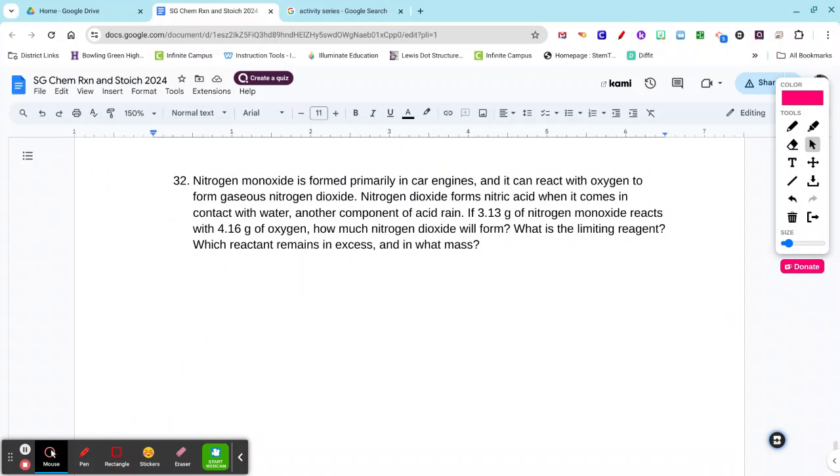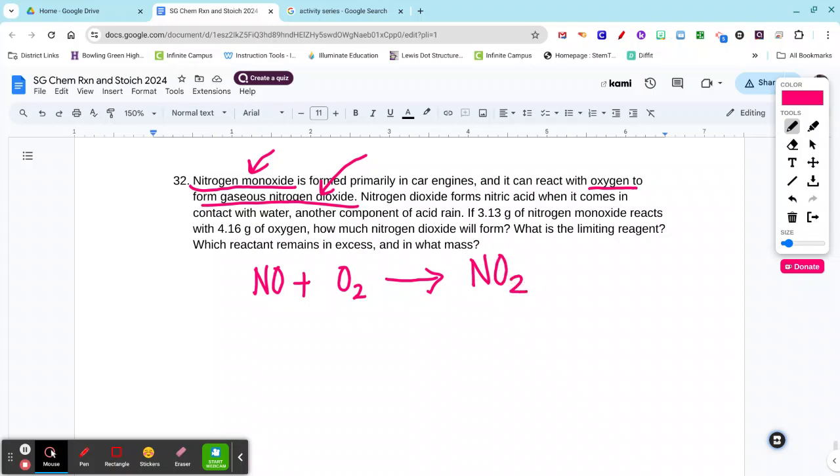Okay, this gives us a whole bunch of information. It tells us nitrogen monoxide. Since I have a prefix, I don't need to look at charges. That is the only time I don't. It is formed primarily in car engines, and it can react with oxygen to form gaseous nitrogen dioxide. So I'm reacting this with oxygen, and I'm going to form nitrogen dioxide. There's my prefix again. Awesome. So NO2.